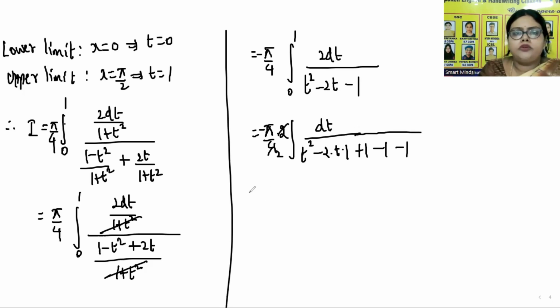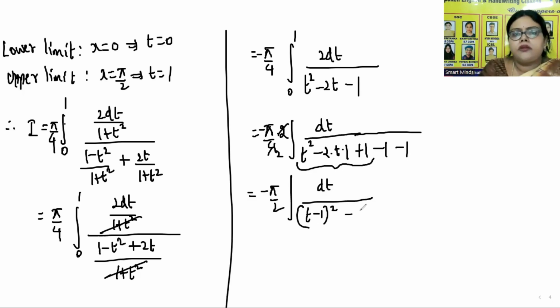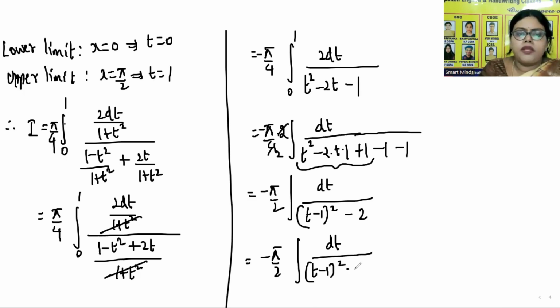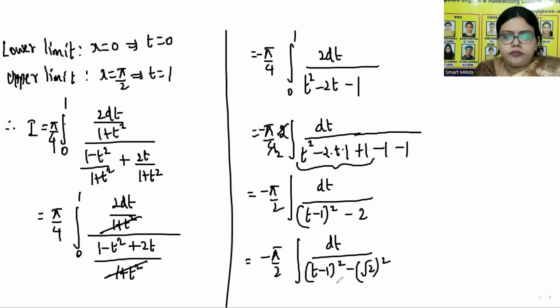Now 2 ones are 2, twos are minus pi by 2 integral dt by. Now see, the first three terms you can write as t minus 1 whole square minus 2. That is minus pi by 2 integral dt by t minus 1 whole square minus root 2 whole square. Now we have a formula. What is the formula for 1 by x square minus a square?